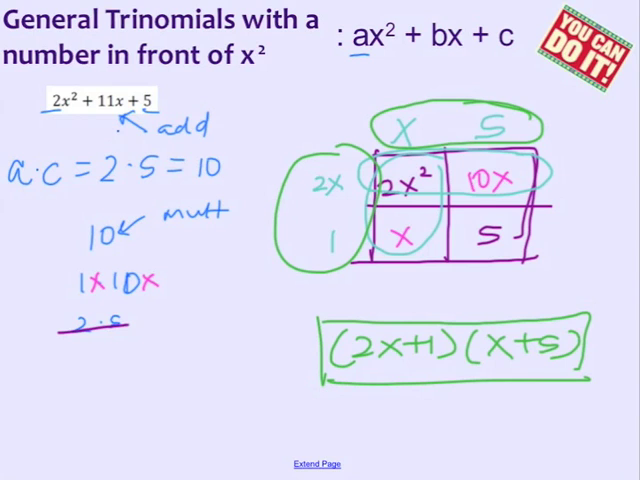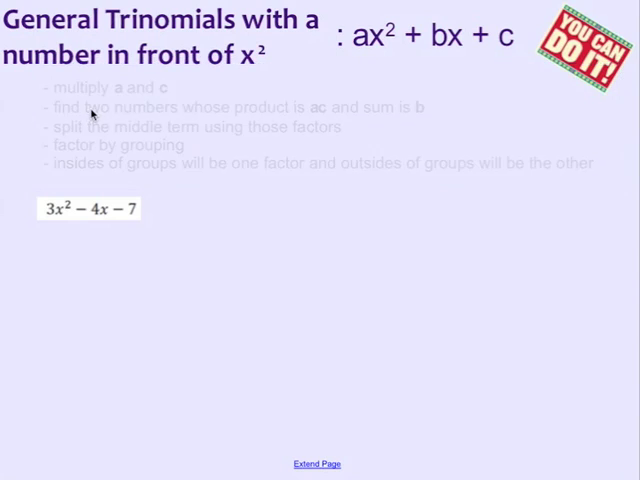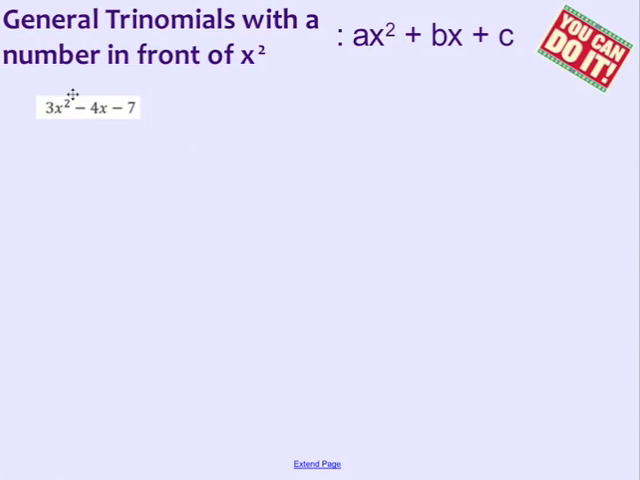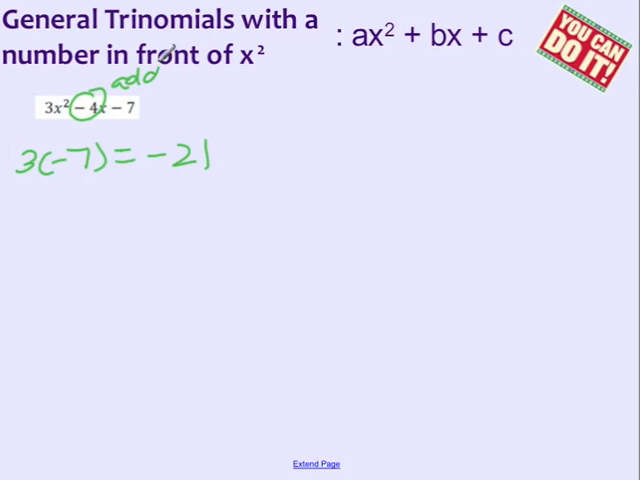Okay, let's go ahead and do number 12. Okay, first step, try and think in your head, what's the first step? What was the first thing that we do? We take our a times our c. So we take 3 times -7, which gives us -21. And then I think to myself, what multiplies to -21 but adds to -4?